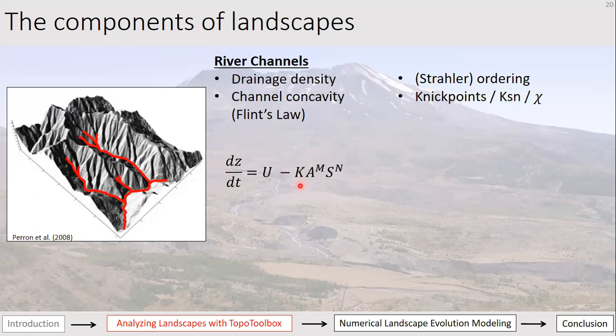The stream power law is a semi-empirical erosion model for how rivers evolve, in which K is some sort of rock erodibility, A is upstream drainage area raised to an exponent M, and S is local slope raised to an exponent N. We then put that into what's called the general landscape evolution model, in which the change in elevation with respect to time equals the rate of uplift minus the rate of erosion.